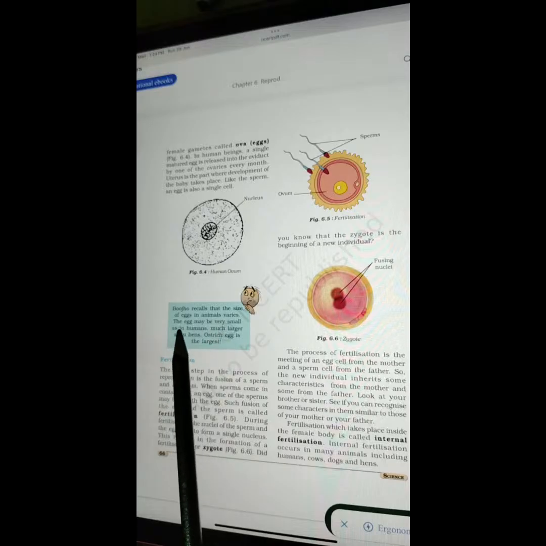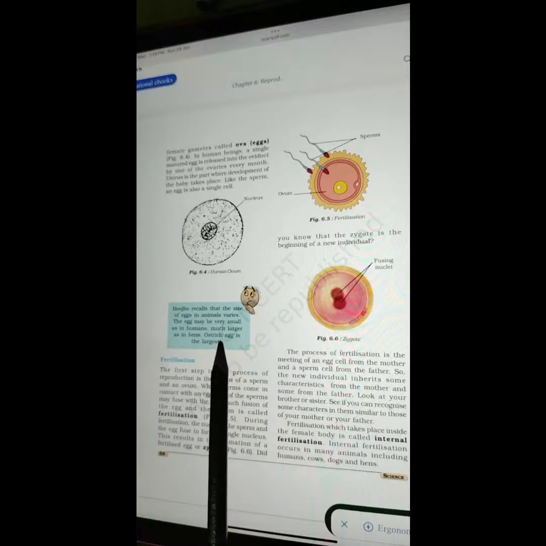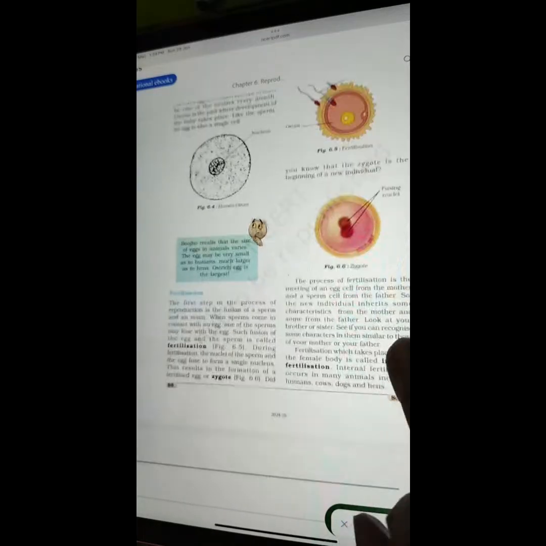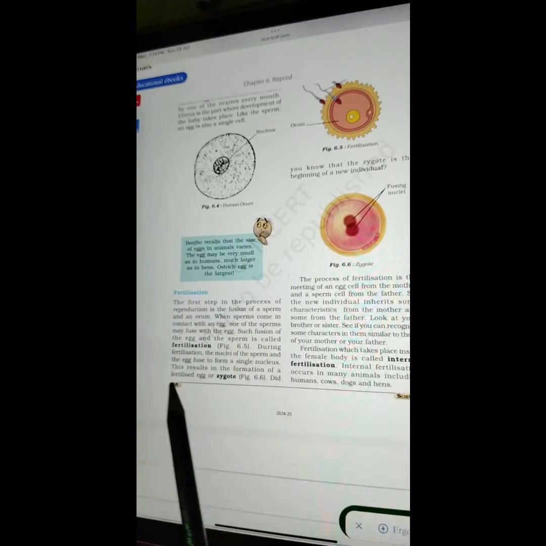Boojho recalls that the size of the eggs in animals varies. The egg may be very small as in humans, much larger as in hens. Ostrich egg is the largest.